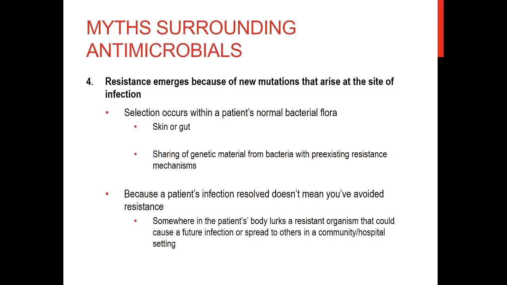So, resistance emerges because of new mutations. That's not true. We don't create resistance when we give an antimicrobial. We select for it. Those clones of resistant bacteria probably already exist at a low level in the patient's body. And just because we've resolved that infection doesn't mean that they're all gone. Somewhere in that patient lurks a resistant organism that could cause a future infection. So we've got to make sure that, again, we're doing our best to understand that it's inevitable. What can we do to minimize that risk?